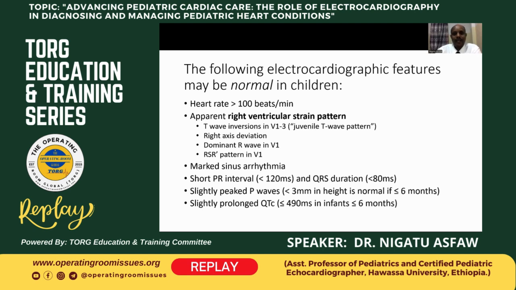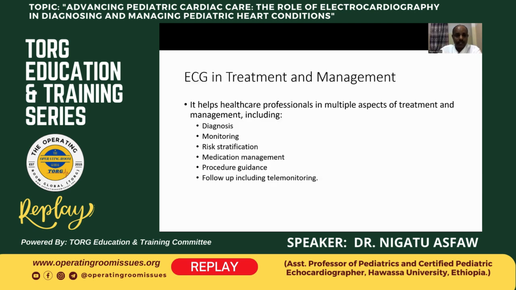And there may be an apparent right ventricular strain pattern. So there may be T wave inversion in young children. And as I said earlier, there may be normal right axis deviation in young infants. So a dominant R wave in V1, and also an RSR pattern in V1, may be normal. And there may also be normal sinus arrhythmia, and the PR and QRS duration may also be short. And there may be a slightly peaked P wave, and a slightly prolonged QTc, or corrected QT interval, in a young infant, which may reach 490 milliseconds.